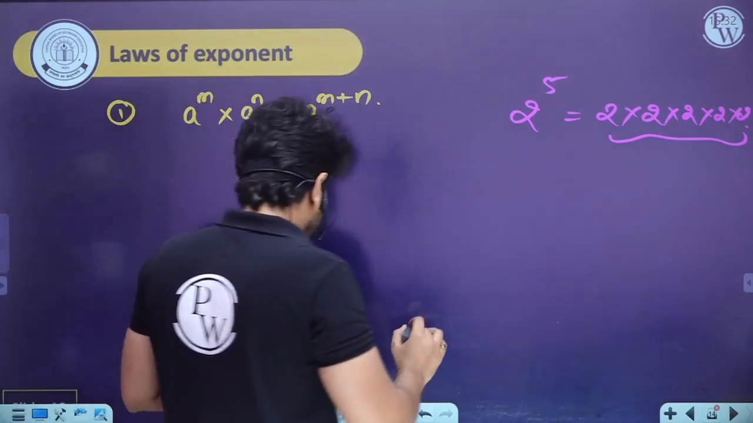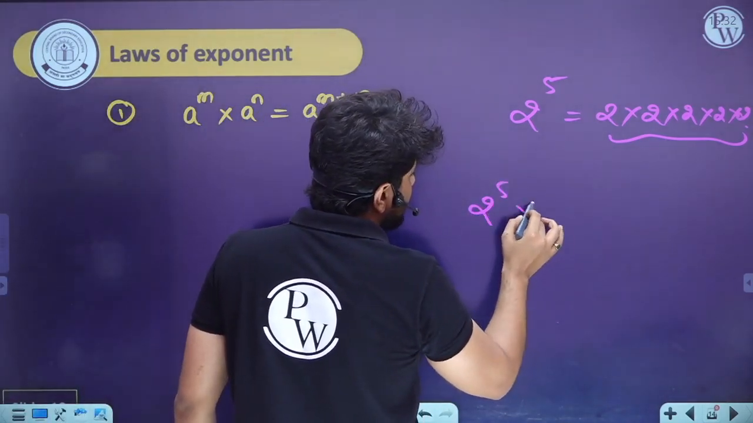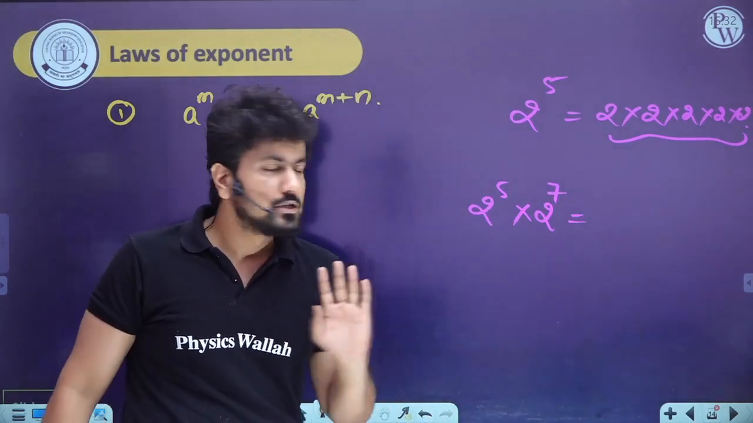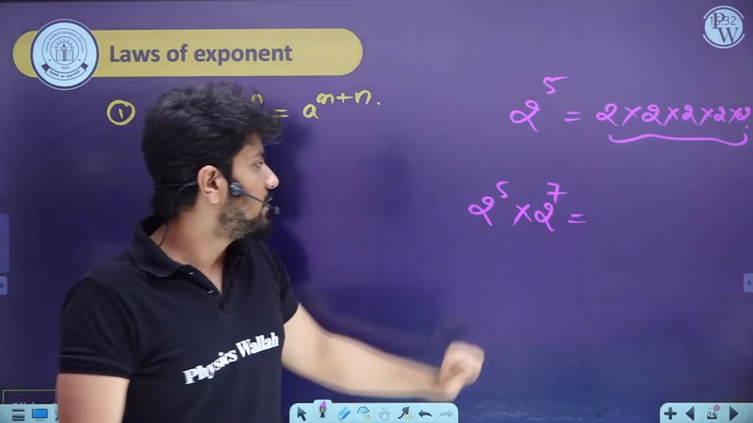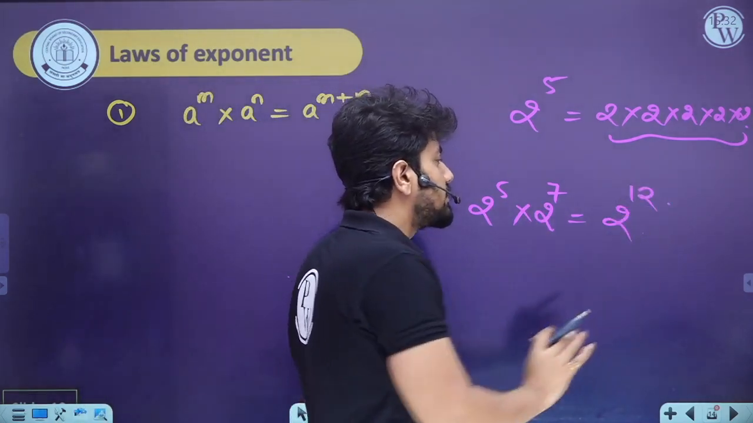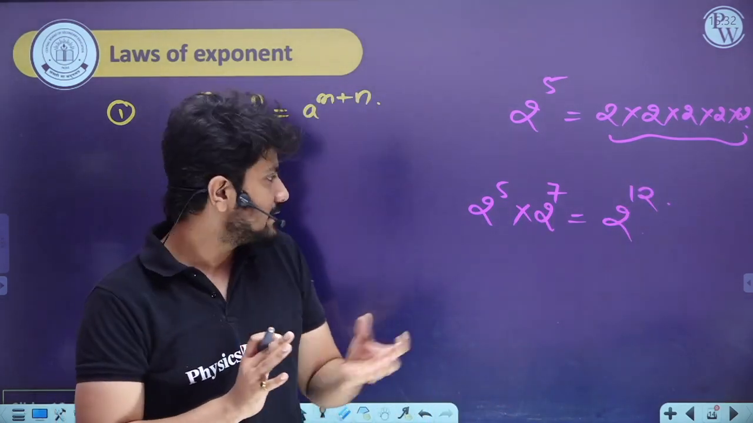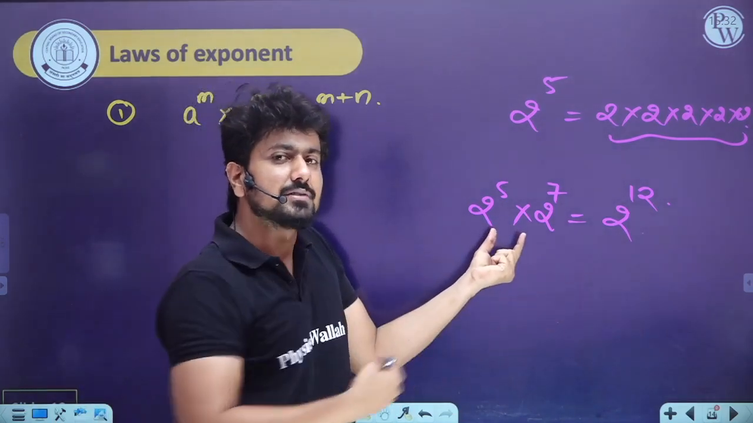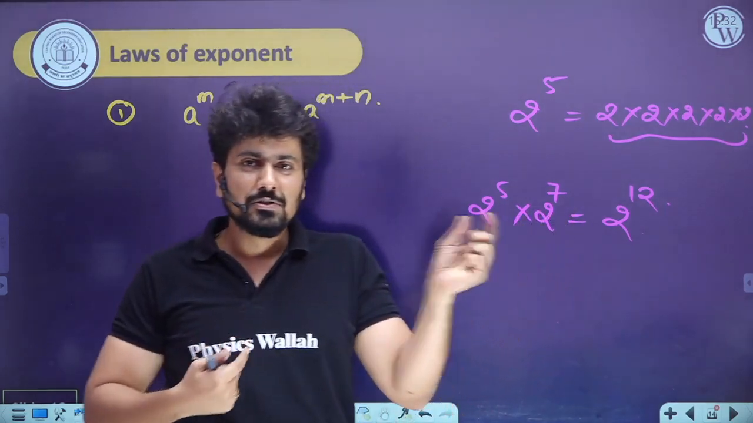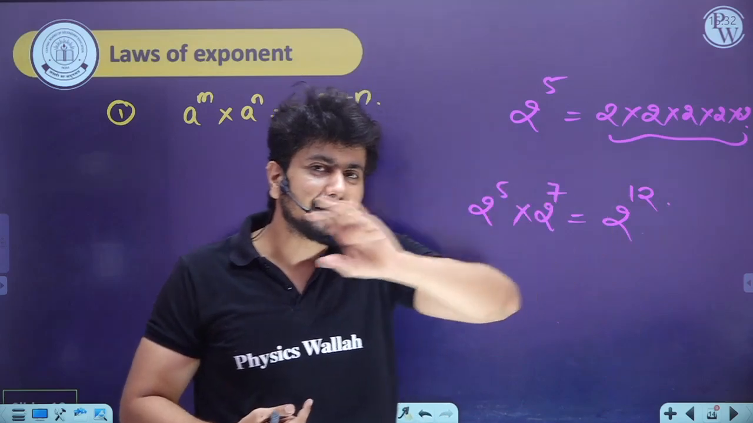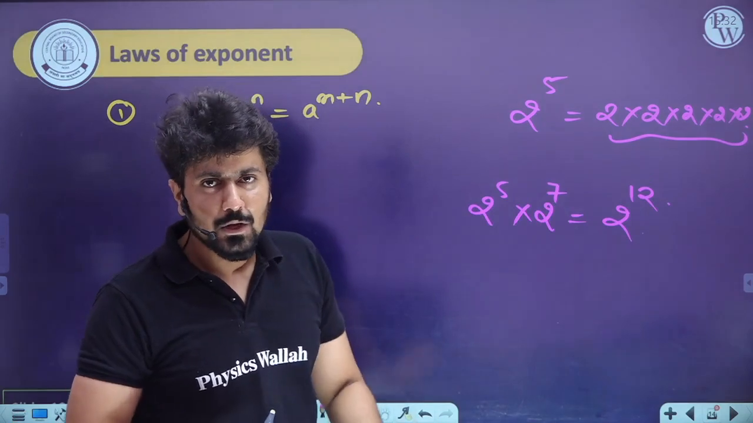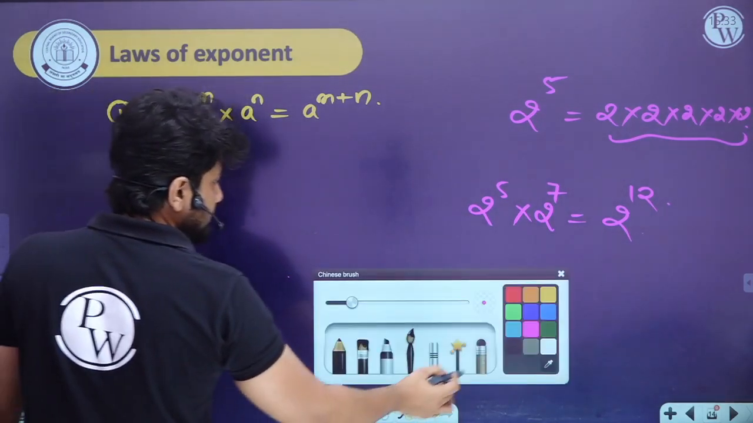Suppose I multiply 2 raised to the power 5 multiplied by 2 raised to the power 7. What will this be equal to? This will be equal to 2 raised to the power 5 plus 7, 2 raised to the power 12. I hope you understand this, because see here, 2 is written 5 times. 2 multiplied by 2 multiplied by 2, right? Here 2 is written 7 times. So we are multiplying 2 how many times? In total we are multiplying 2 twelve times. So we can directly write it as 2 raised to the power 12. Okay, very basic and very important law.